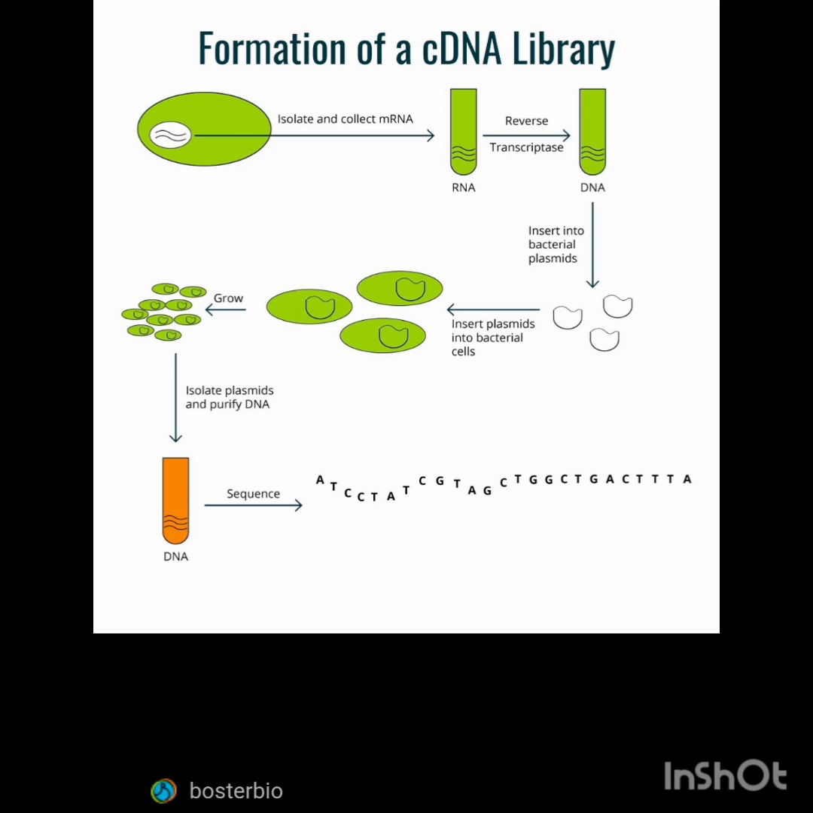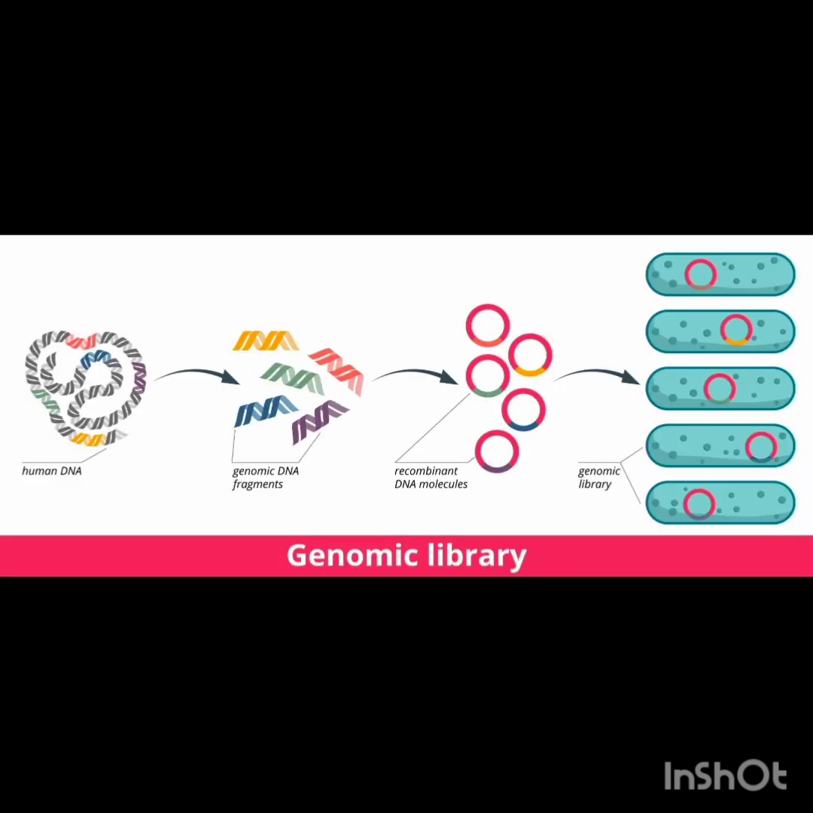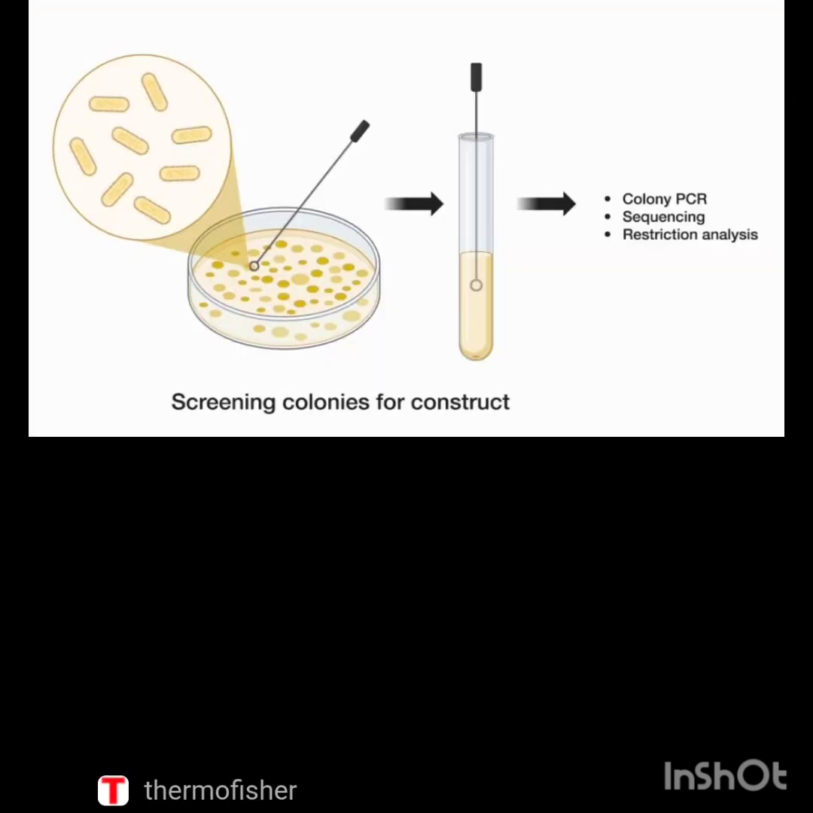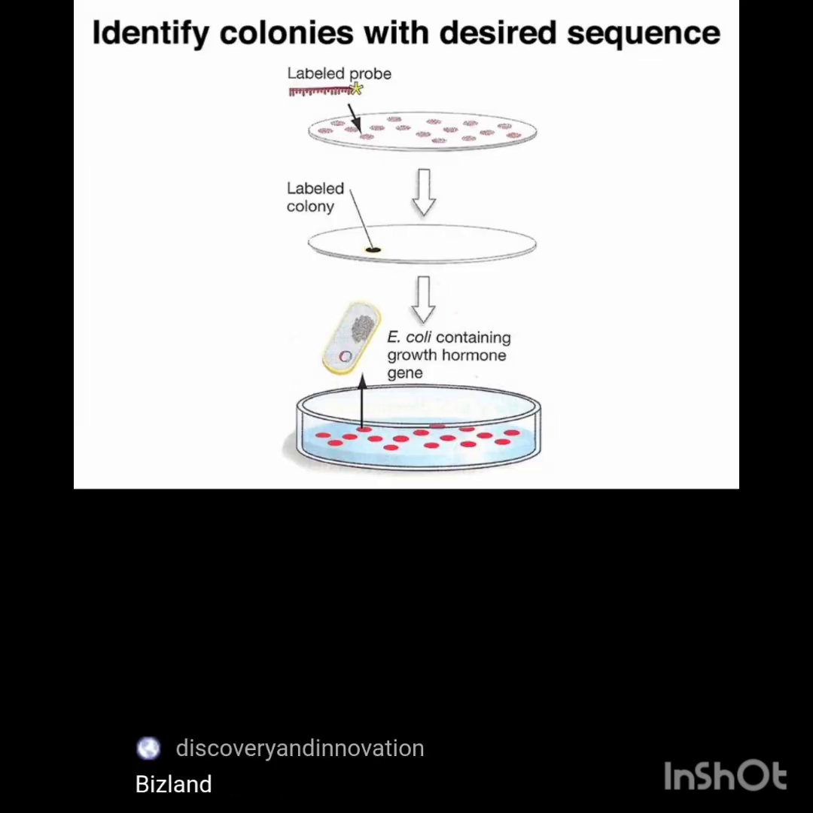The next method is DNA library screening. Here scientists create genomic libraries and cDNA libraries, and these libraries contain thousands of DNA fragments. The desired gene is identified using DNA probes, hybridization techniques, and colony screening. Next is the verification of gene function. After isolation, scientists must confirm that the gene truly performs the expected function.